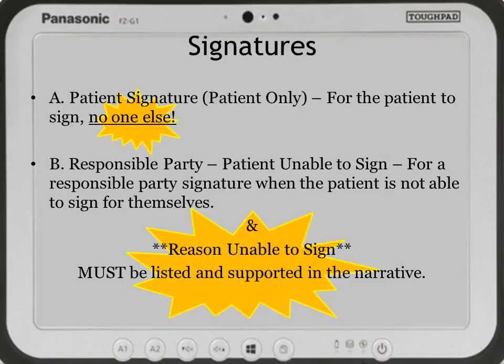Signature type A is for the patient and no one else. Signature type B is for any responsible party, and this is when a patient is unable to sign for themselves. If they are not feeling like signing or would rather someone else sign, please remind them that if they were conscious and alert and do not sign, they will be billed directly and we are unable to bill their insurance. If they are unable to sign, please make sure that there is a reason unable to sign. This must be listed and supported in the narrative.